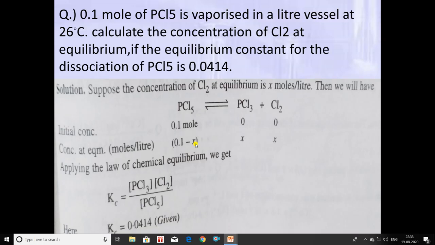After that, we will apply the formula. Kc is the concentration of products divided by the concentration of reactants. So the value of PCl3 is x at equilibrium because we have assumed it, and Cl2 is also x, divided by the concentration of PCl5 which is 0.1 minus x, and the value of Kc is given. Here you will put the values in the formula and calculate the value of x. That will be the concentration of PCl3 at equilibrium point. So you will do the calculation part by yourself.